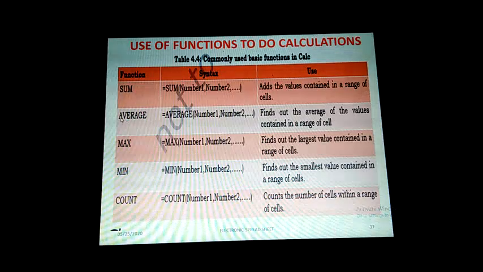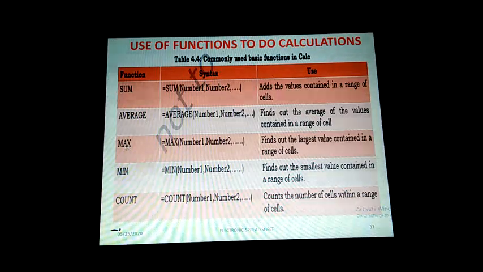The spelling for average is AVERAGE. You should not write AVG. If you write AVG or AVERA something, or miss some letters, it won't give the proper result. So the full function name you need to write correctly, with the correct format. This is the syntax, which means the format. The same format you need to use for getting the result. AVERAGE finds the average of all the values contained in the range of cells.